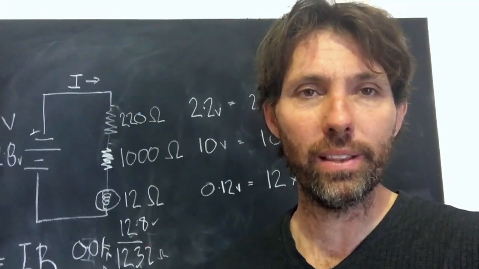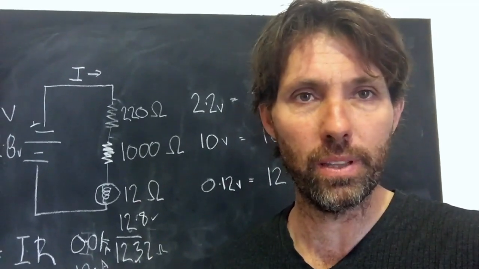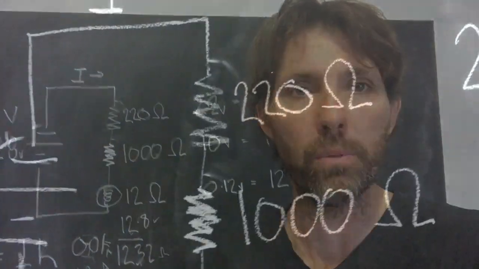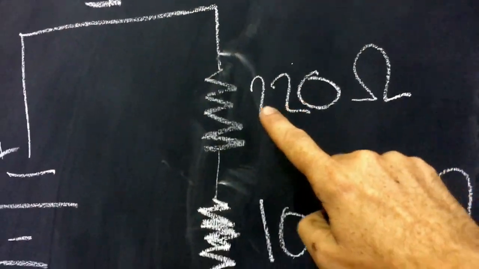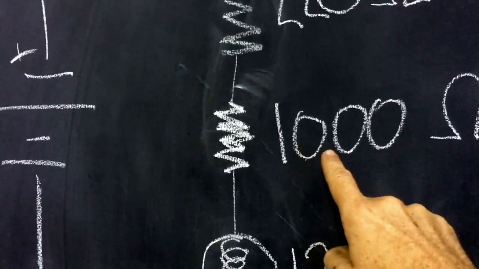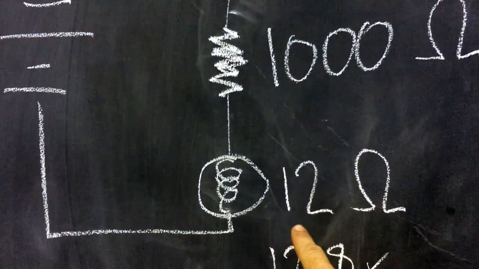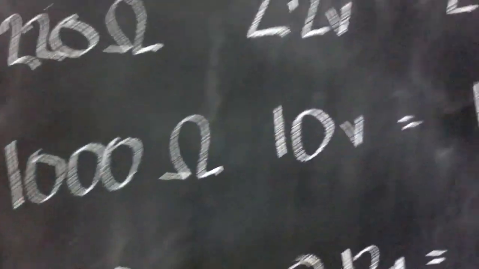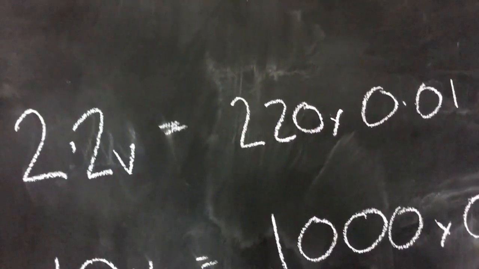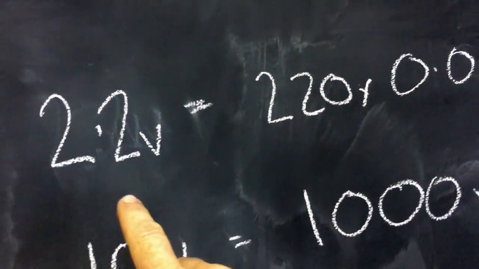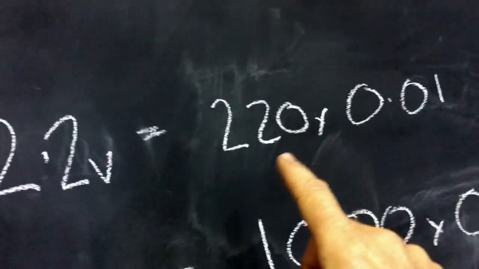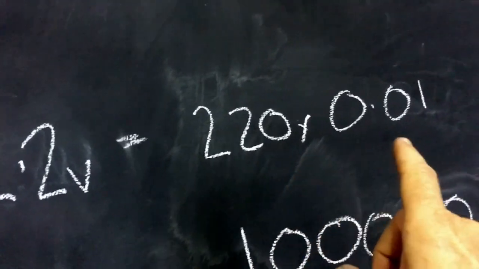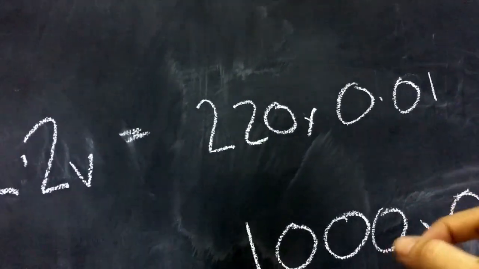We'll have a look now quickly at this complete circuit on the board, and then we'll start doing the practical multimeter work. This circuit's got two resistors, the 220 ohm, the 1000 ohm, or 1 kilo ohm, and the globe, which is a 12 ohm resistance. The formula we saw, which is the voltage drop, is the resistance times the current. So we've got 220 ohms and 0.01 of an amp, or 10 milliamps.